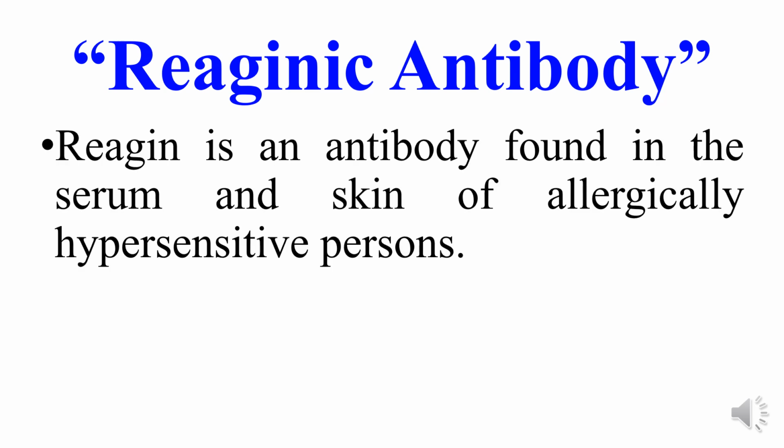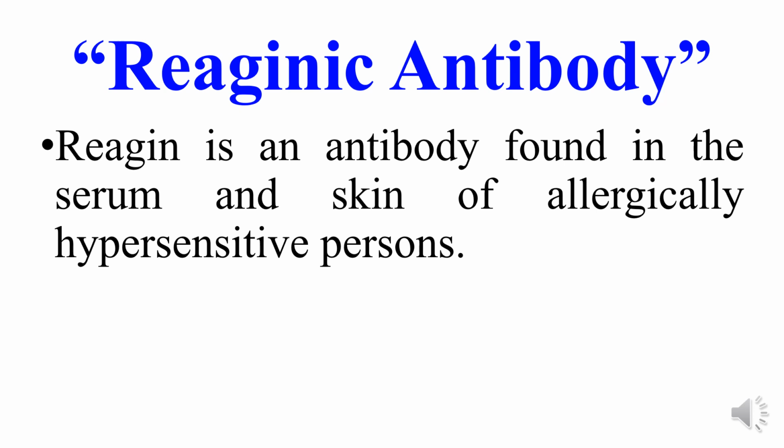Immunoglobulin E is also known as a reaginic antibody. It is the main anaphylactic antibody in human beings. IgE can bind with the FC portion to the mast cells and basophils by the CH4 domain, which can cause anaphylactic reactions. So reagin is basically an antibody found in the serum and skin of allergically hypersensitive people.